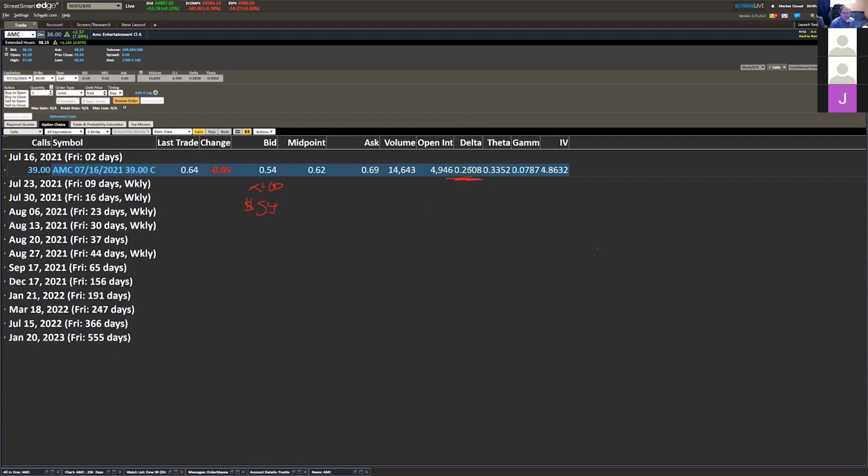Now the delta is 0.26. So if AMC were to go up $1 tomorrow, this is going to go up 26 bucks. Then the next dollar, so you can kind of get an idea. So if I bought this at $54 and it's trading at $36, it hits $37, this option is now going to add 26 to it. That thing's worth $80. Okay. Questions on that? Because I know it's not a lot, but we're doing a lot of math. I don't know how long you guys have been in or out of math classes.